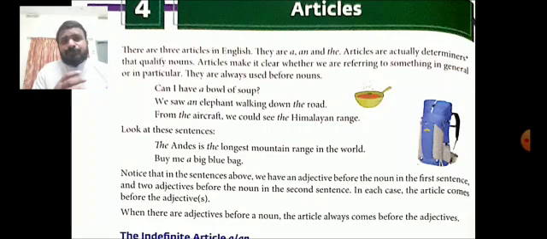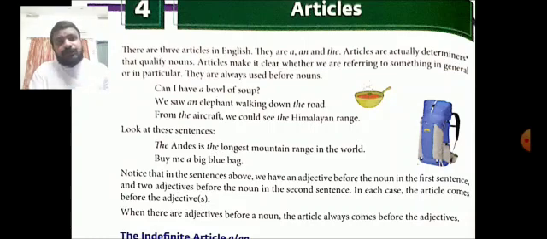And before that, one more thing that you need to remember: when an adjective comes before the noun, the article should be used before the adjective. For example, buy me a big blue bag. As you know, bag is the noun and big and blue are the adjectives. And before that, a has come. So, before the adjectives, the article is to be used.